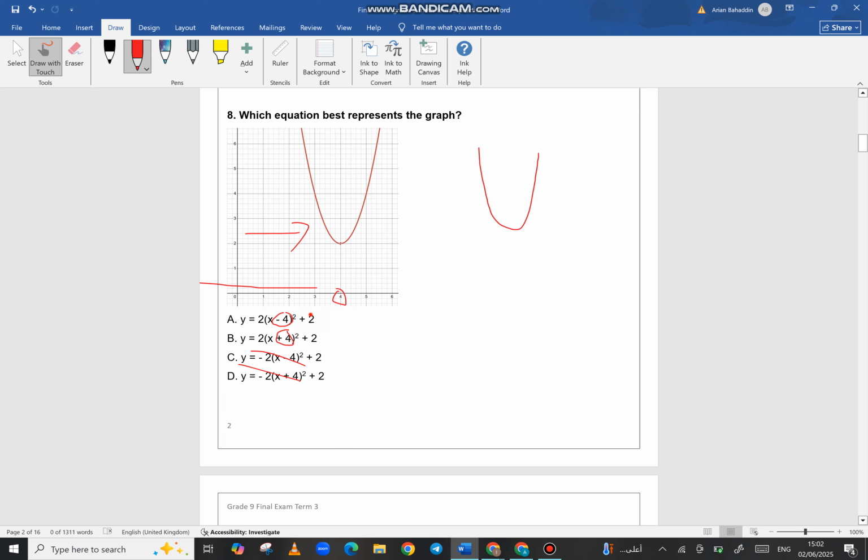And we can confirm that where 4 is the x coordinate of the vertex and 2 is the y coordinate. So A is the vertex form of this graph. Easy. Alright, next.